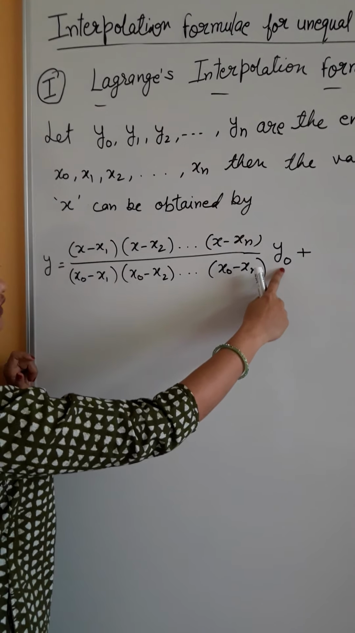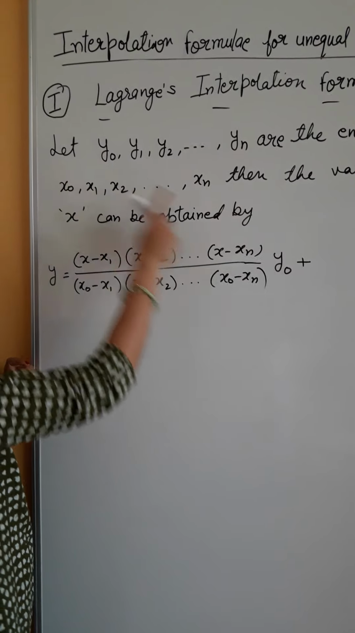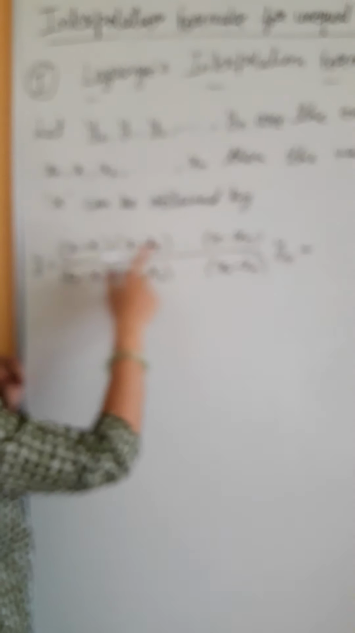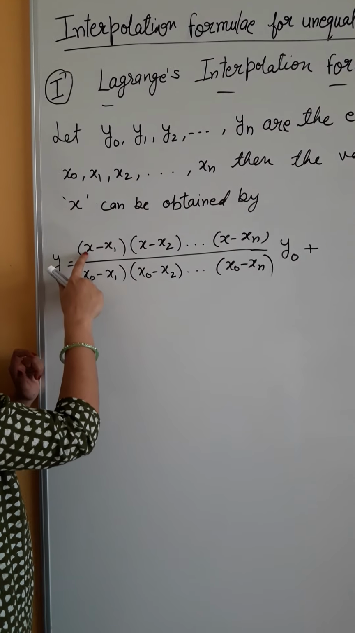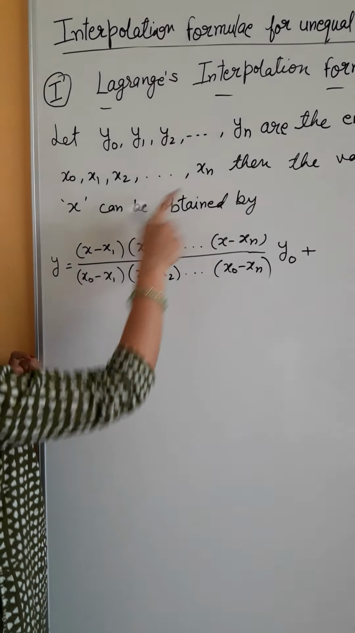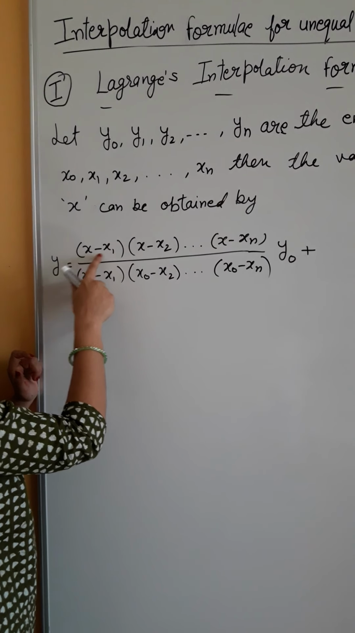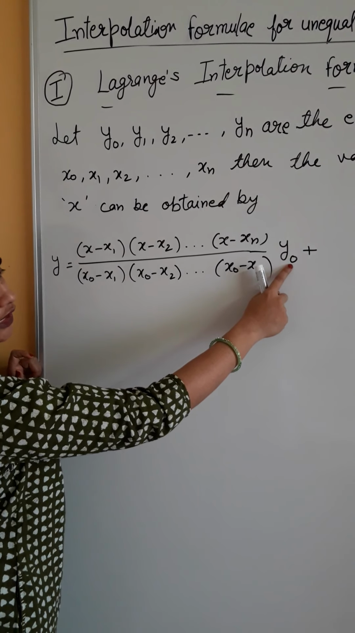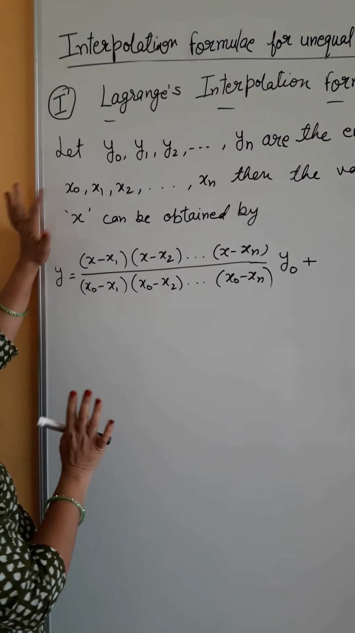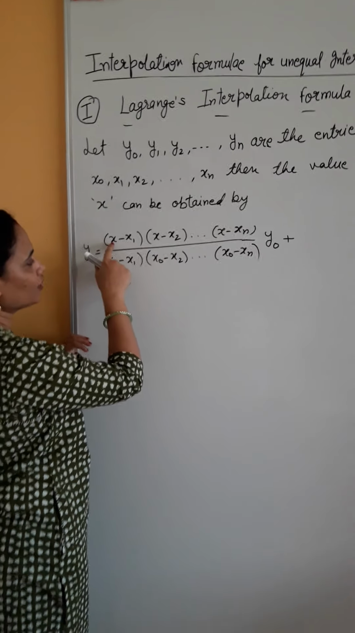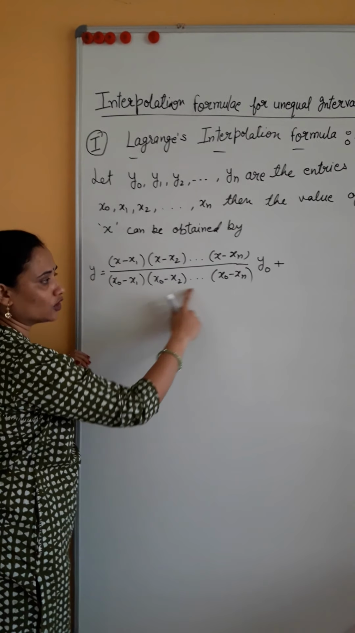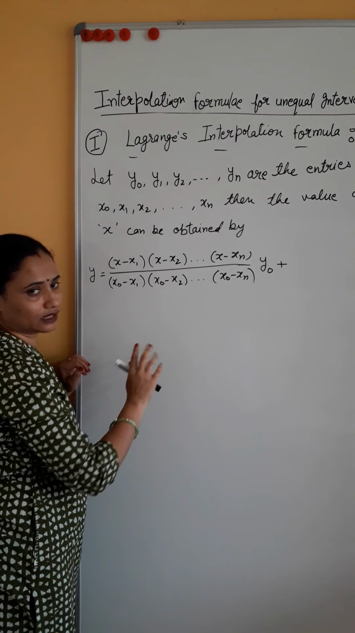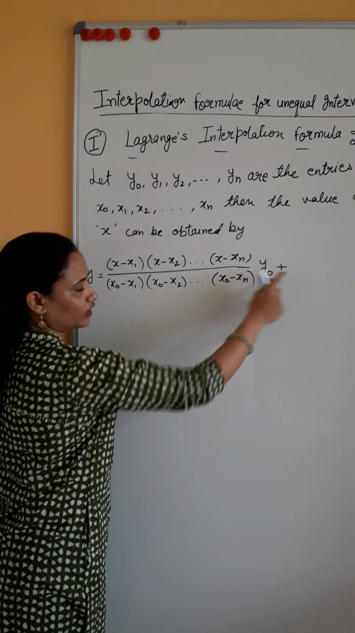We start with the first entry y0, which is multiplied with x minus x1. What is x? It is the value at which we have to find y. So we subtract the remaining values from x: x minus x1, x minus x2. Which value have we left, corresponding to y0? That means x0 we have left. Divided by, now we have replaced x with x0 in every factor. Based on this pattern, now we will write the next term.